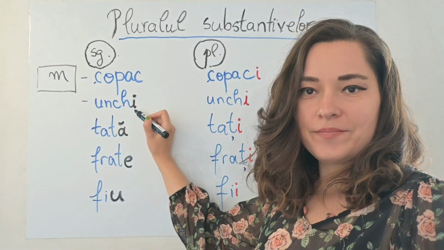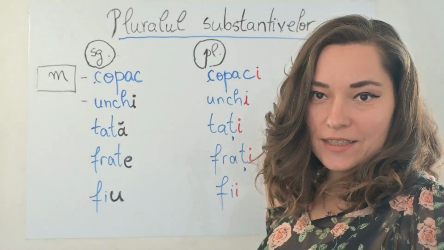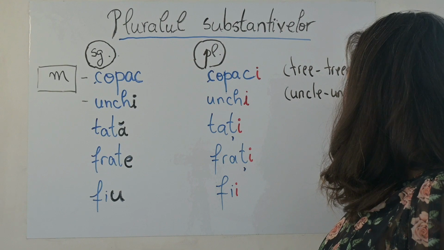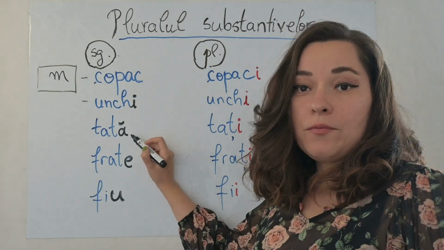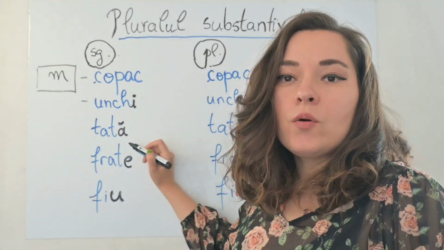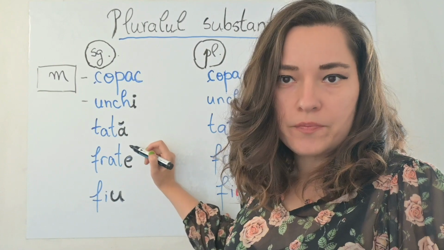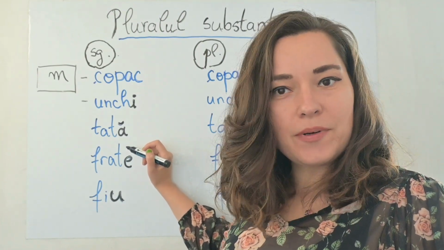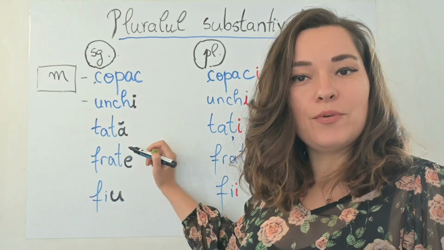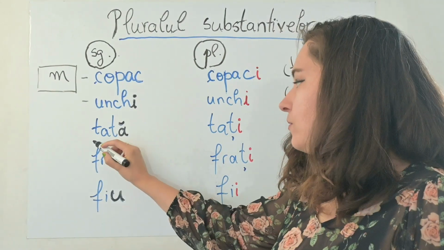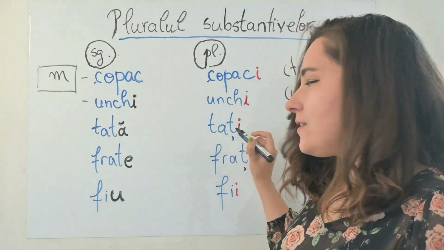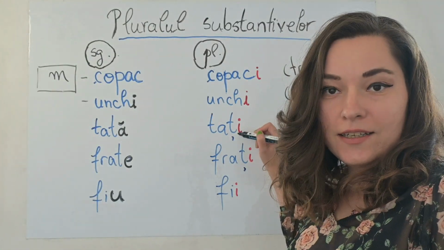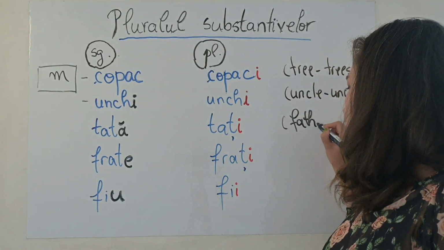If the noun ends in I, unchi, we form the plural the same way. We add I. Unchi. Uncle, uncles. If we have a masculine form with a, which is not very regular, usually masculine forms end in a consonant. But we have, for example, tată, the plural ends in I. Un tată, doi tați. We will talk about this also. Just pay attention to add I at the plural. Tată is father.